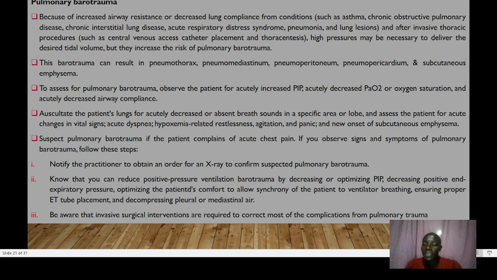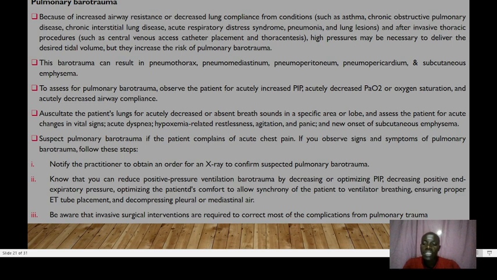If you suspect that the patient is having pulmonary barotrauma, then you have to notify the physician to obtain an order for an X-ray to confirm this suspicion. You can reduce positive pressure ventilation barotrauma by optimizing the PIP, decreasing positive end-expiratory pressure, optimizing the patient's comfort to allow synchrony of the patient to the vent breathing, ensuring proper endotracheal tube placement, and decompressing pleural or mediastinal air.